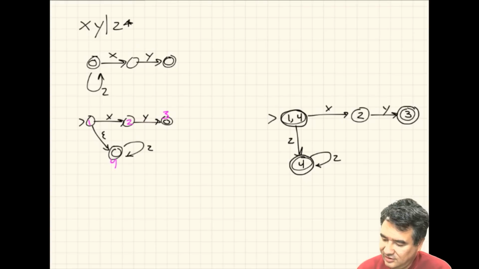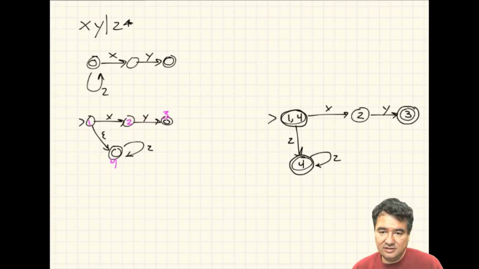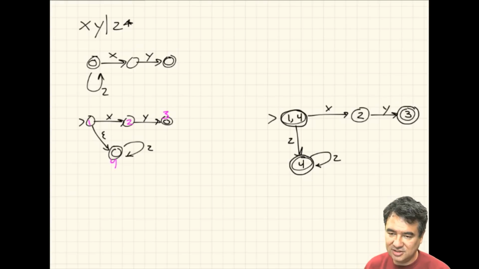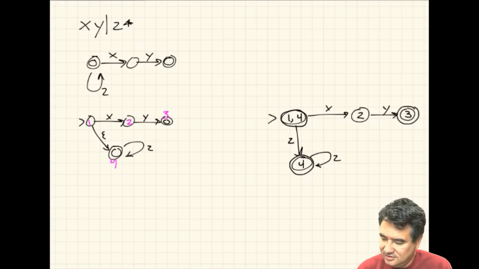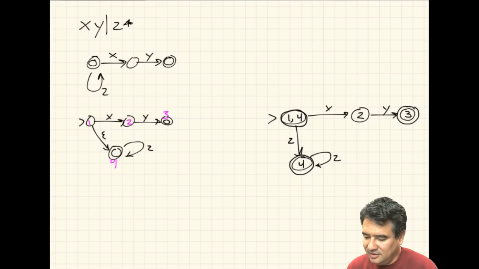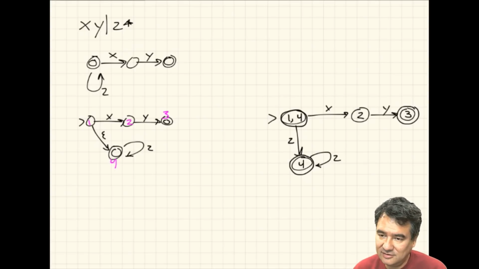Okay, so that's how you handle the epsilon transitions: those rooms that are connected by the epsilon transitions immediately become merged together. And it's not just the starting state that happens on. It's any time that happens. If there's an epsilon anywhere, you just merge those rooms together, and then you have to look at all the transitions coming out of it.